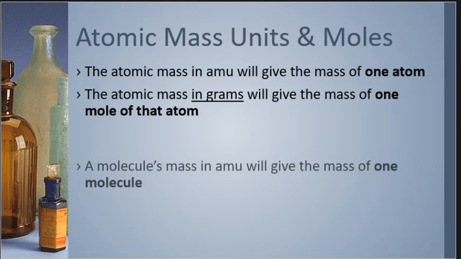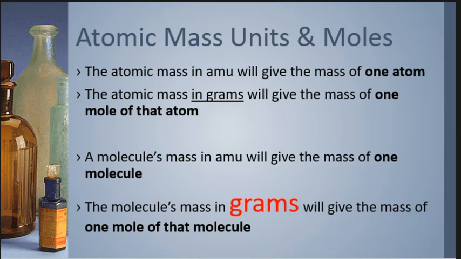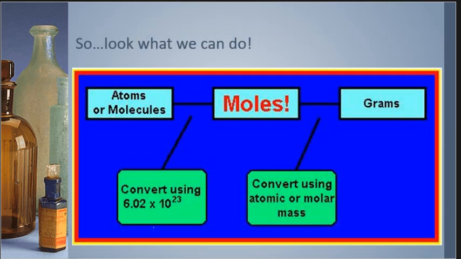Okay, that's important. A molecule's mass in AMU will give you the mass of 1 molecule. The molecule's mass in grams will give you the mass of 1 mole of that molecule. Beautiful. So we're talking about either atoms or molecules. And we have to add those together. Remember, we have to add those AMUs together. Okay, so here we go. Look what we can do now.